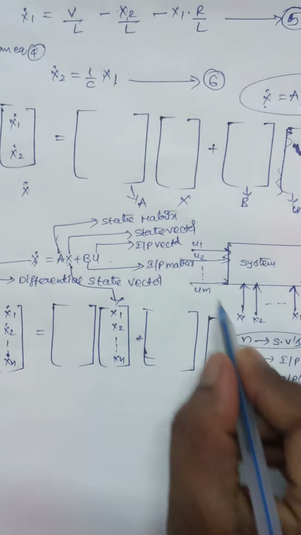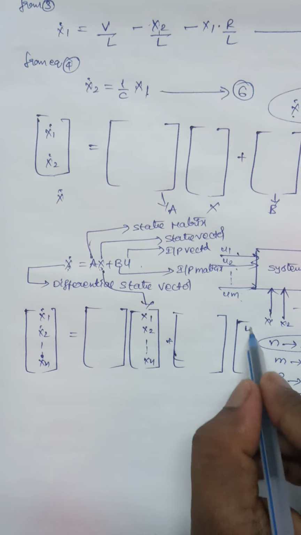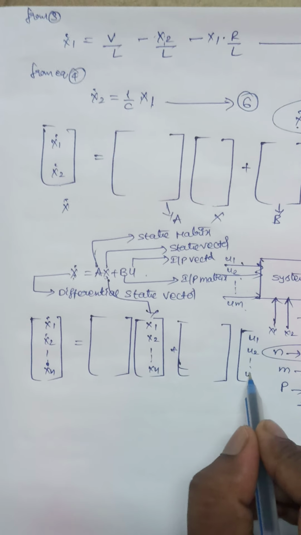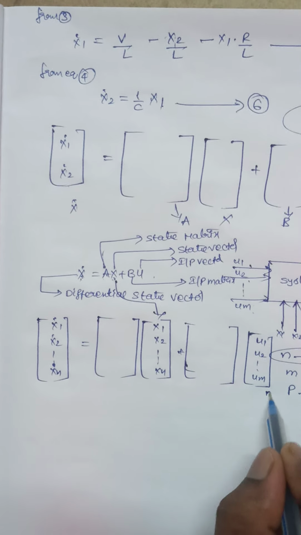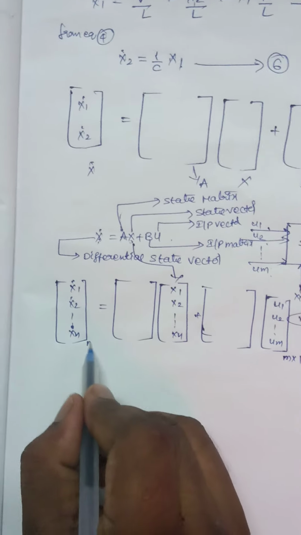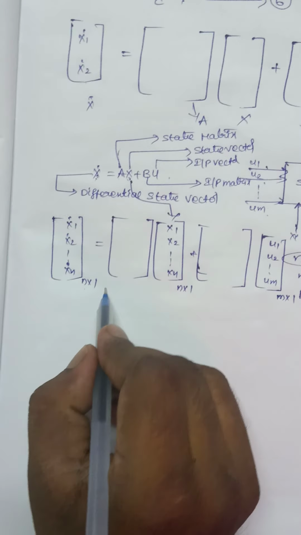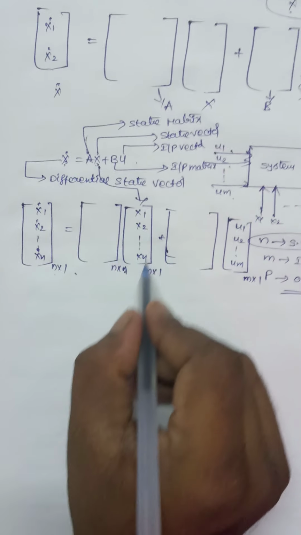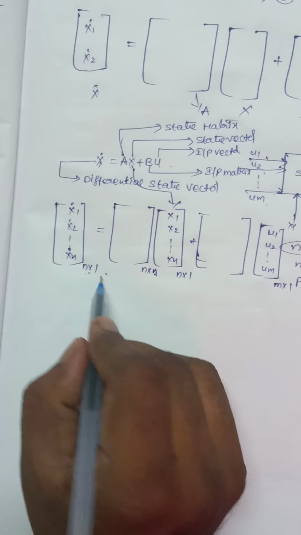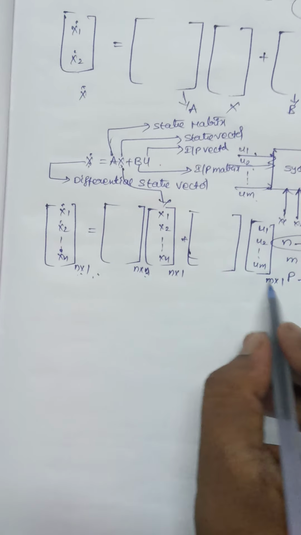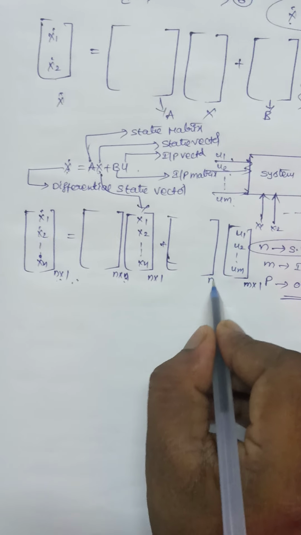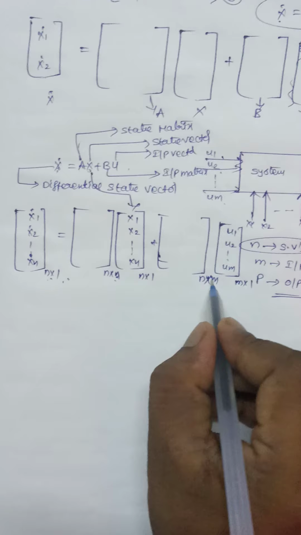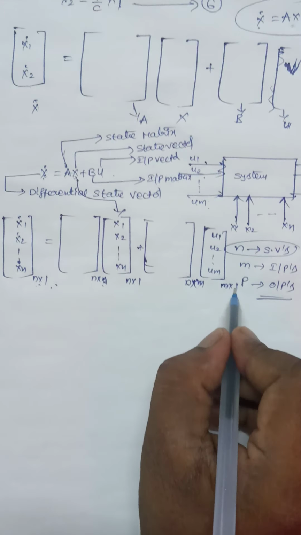U here, how many inputs are there? U1, U2, up to UM. Here it is an M by 1 matrix. Here it is an N by 1 matrix. Here it is an N by 1 matrix. So the multiplication will give an N by 1 matrix, so that it is an N by N matrix. Whenever it is an N by N matrix, then only the multiplication will give an N by 1 matrix. So it is an N by N matrix, and here it is an N by M matrix. M and M get cancelled here, and an N by 1 matrix will come here.